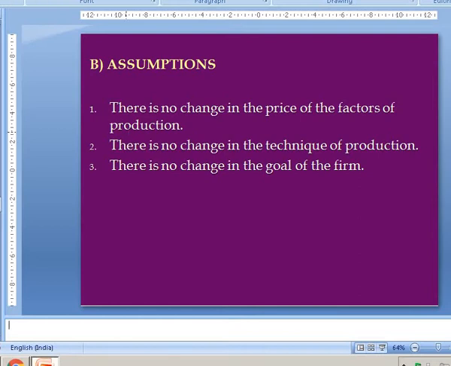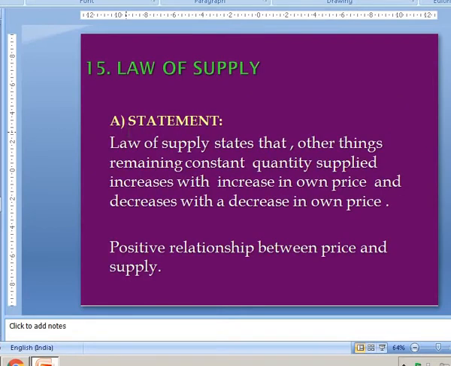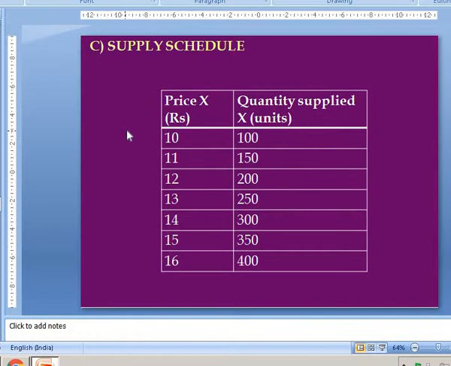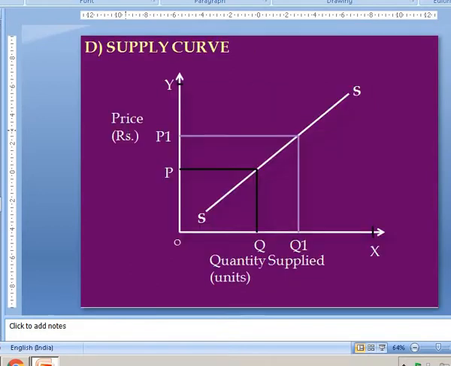Good day, students. Today we are going to look at the law of supply. As you know, every law consists of various parts, which include the statement, followed by the assumptions, then a schedule, then a diagram, and the explanation of the diagram. All these together form the law of supply.